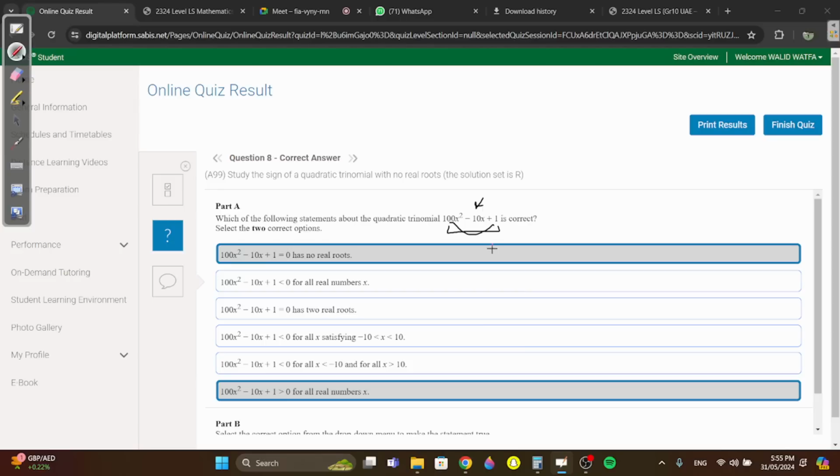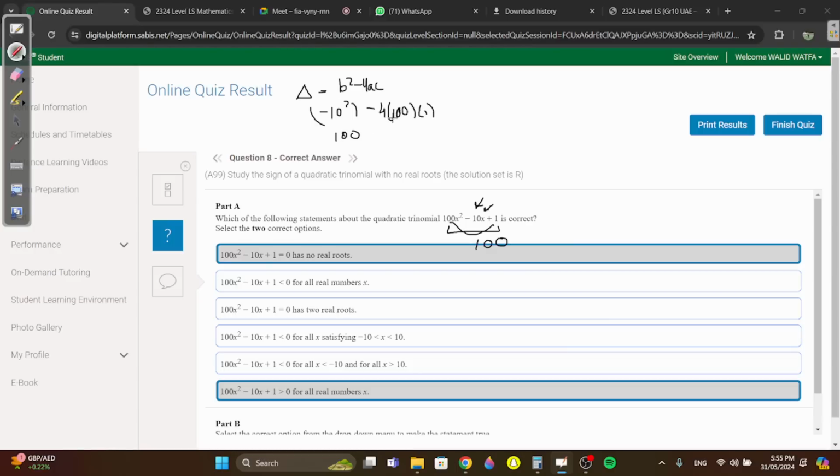If you look at it, 100 times 1 is 100. Then which two numbers, when you multiply them, you get 100, but when you add them, you get 10? Obviously, there's nothing. And how do I prove that it's not factorable? Let's find delta. Let's find the discriminant. b squared minus 4ac. Okay, so minus 10 squared minus 4 times 100 times 1.